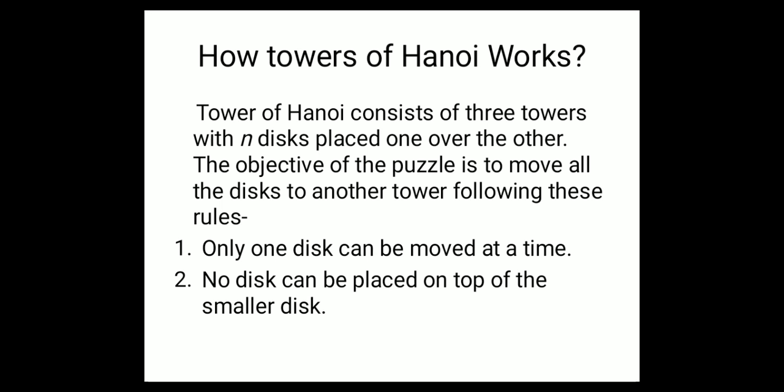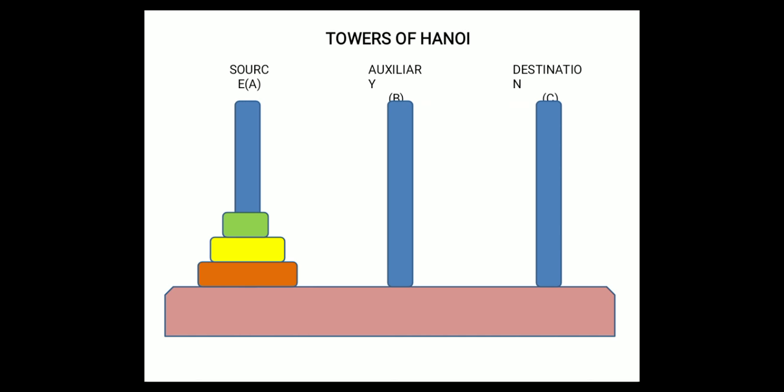You just have to follow two very simple rules. One is that only one disk can be moved at a time. The other is that no disk can be placed on top of a smaller disk, so the larger disks cannot be placed on the smaller disk. By following these two rules, you have to move the stack of disks from one tower to another tower. So this is the Towers of Hanoi problem.